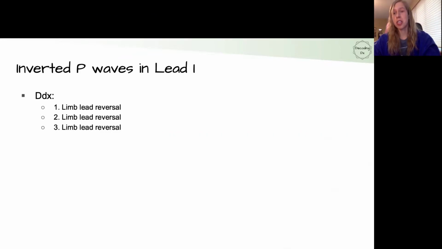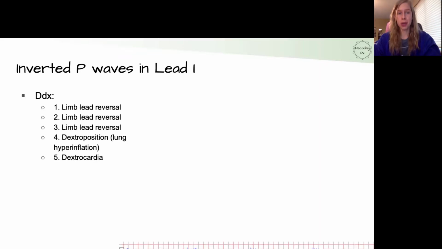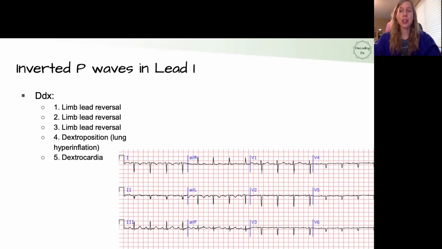Okay, well, let's say you check your leads and they are placed appropriately and you still get negative P waves in lead 1. This is where we get into the super rare things. One cause is dextroposition, which means that the heart is essentially being displaced to the right. This can be caused by lung hyperinflation and a few other things, but typically you're going to have a lot of other things going on if the patient's heart is displaced this severely. And the super, super rare one is dextrocardia. This is when the heart is actually flipped on the right side of the body.